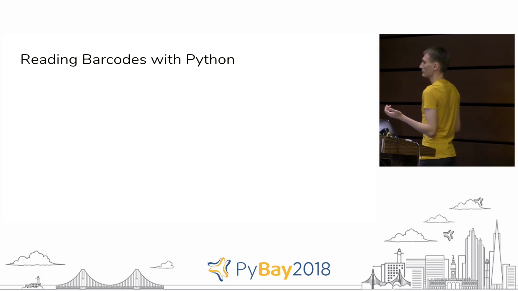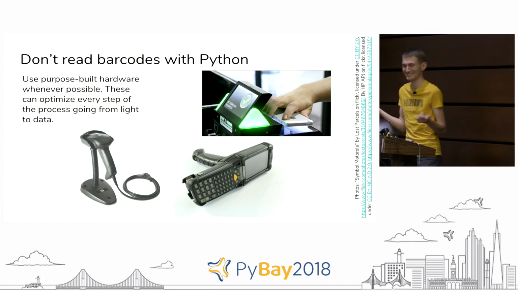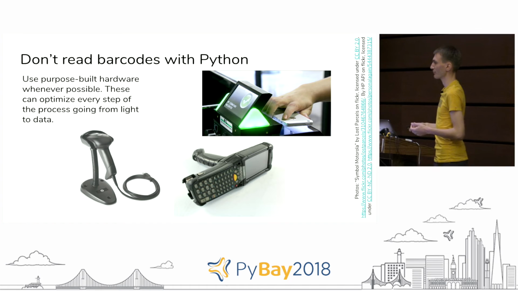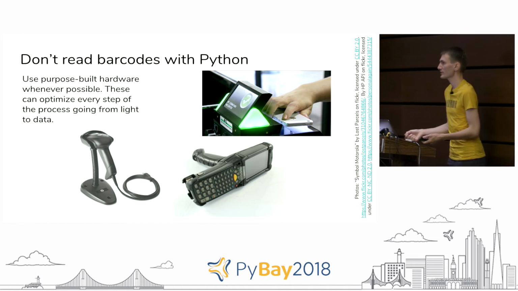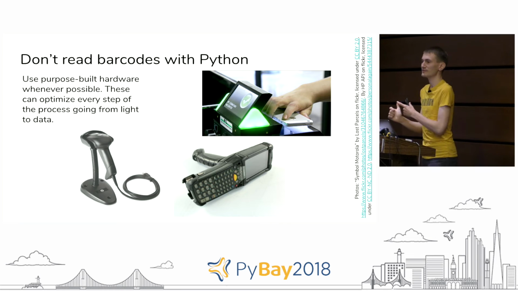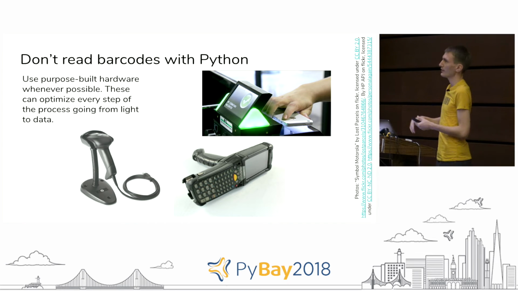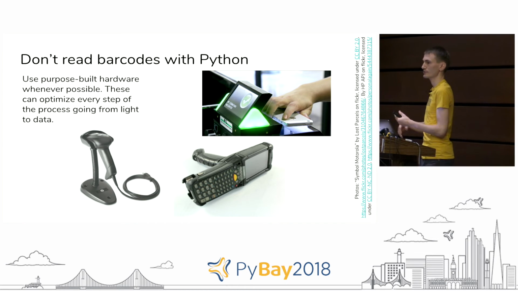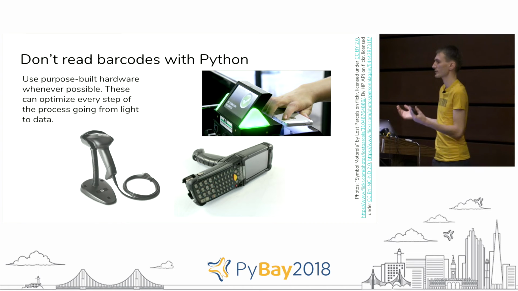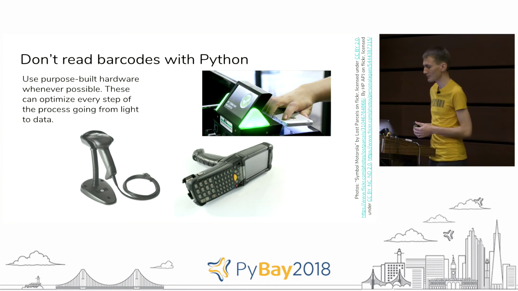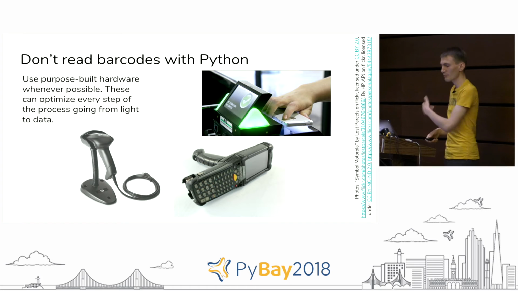Reading barcodes with Python. What do we do about that? Well, we don't do it. You want to use custom hardware for reading barcodes whenever you can. With custom hardware, they optimize the lens for having the full field of view, but it can be distorted because the barcode reader doesn't care. You can optimize the image sensor. The colors don't have to be correct. They just care about contrast. You can optimize the processor in there to be good for image processing as opposed to a general purpose CPU. So you should really, when you can, buy one of those things.